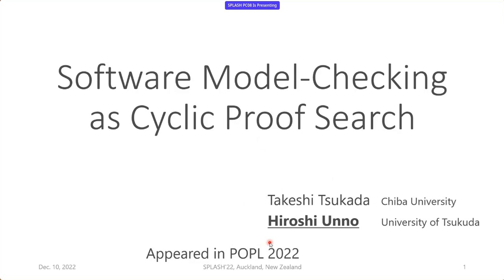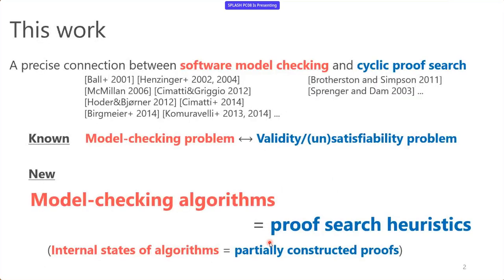Okay, my name is Hiroshi Unno, and this is joint work with Takeshi Tsukada. The goal of this work is to establish a precise connection between software model checking and cyclic-proof search. It has been previously known that model checking problems can be encoded as the satisfiability problems of logical constraints over predicate variables, such as constrained Horn clauses, or the validity checking problems of fixed point logic formulas.